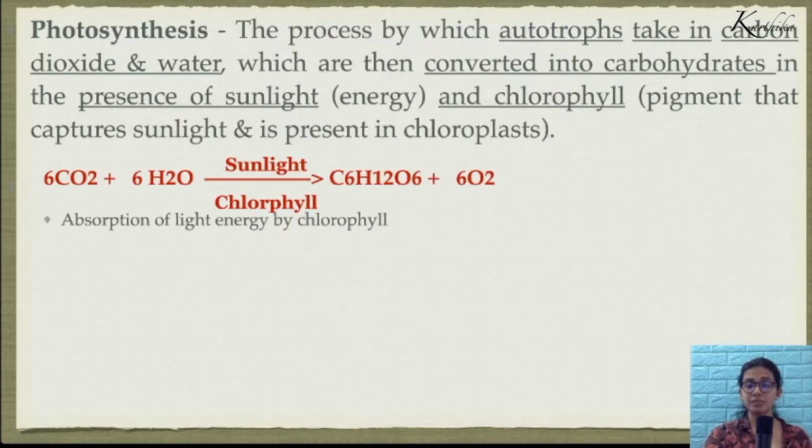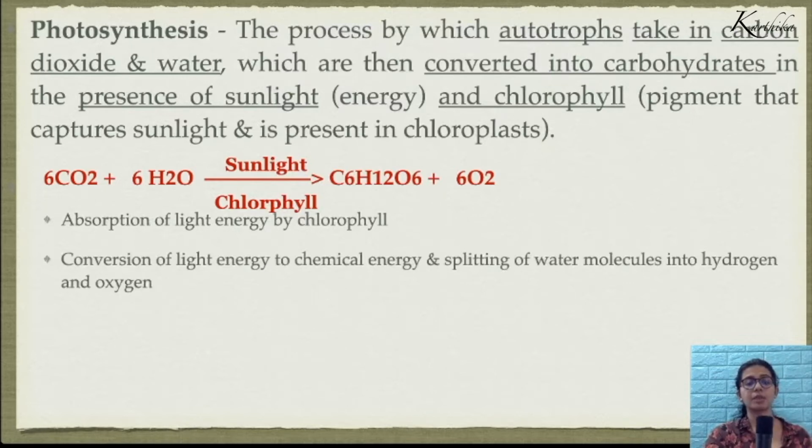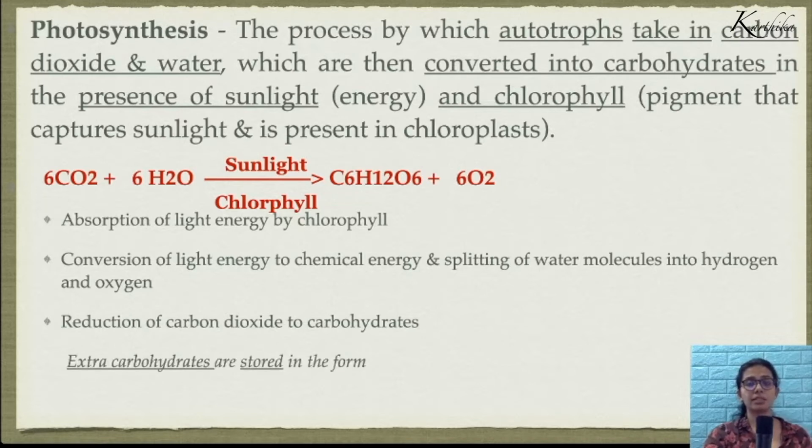Now, what are the steps in photosynthesis? First of all, light energy is absorbed, and it's done by chlorophyll. Then this light energy is converted to chemical energy, and the water molecules are split into hydrogen and oxygen. Then the carbon dioxide that is taken in is reduced to carbohydrates. These steps can occur in different orders, they need not occur in the same order. And we also learned about the special case in desert plants.